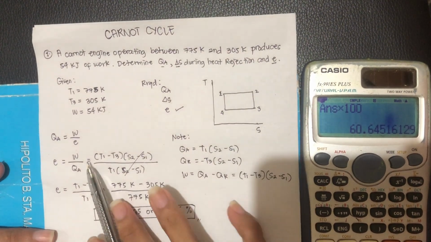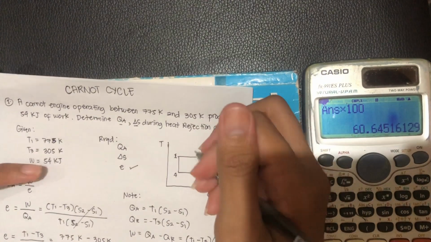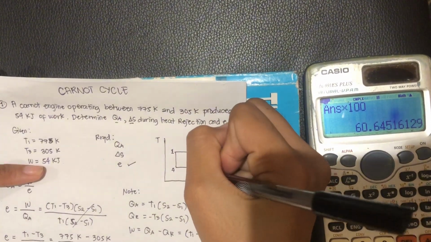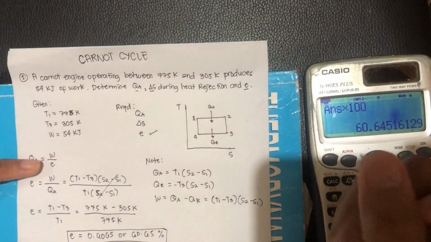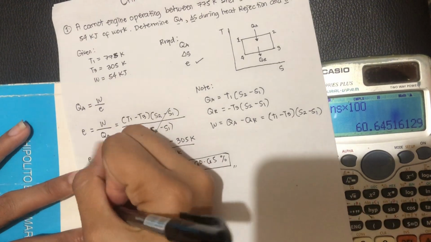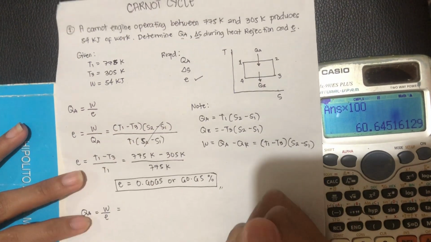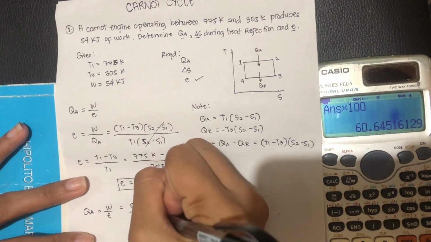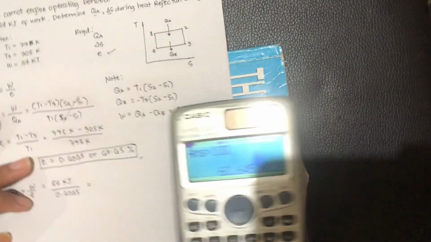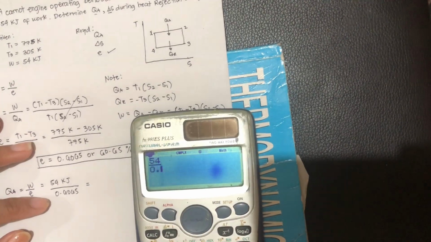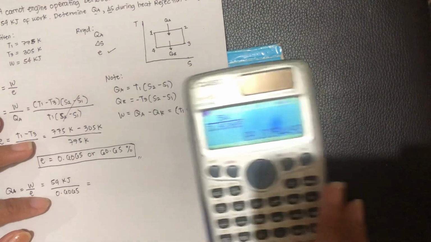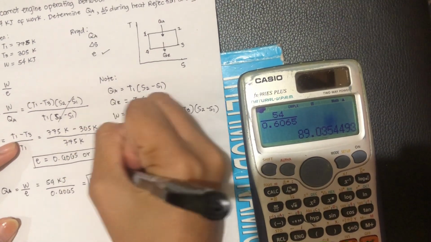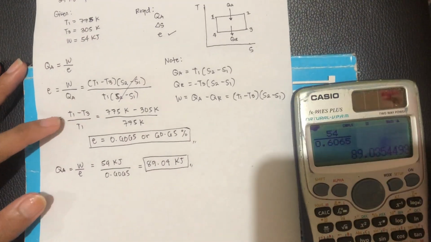Next, we will get Q_A, or the heat added. In our TS diagram, this is the heat added, and this is the heat rejected, Q_R. Now we can use the formula: Q_A is equal to work over efficiency. Substituting, we have work of 54 kilojoules over efficiency of 0.6065. Calculating 54 divided by 0.6065, we have 89.04 kilojoules. That is our Q_A, or heat added.